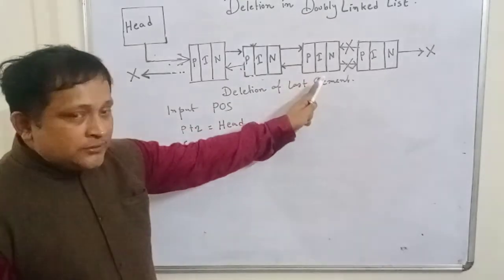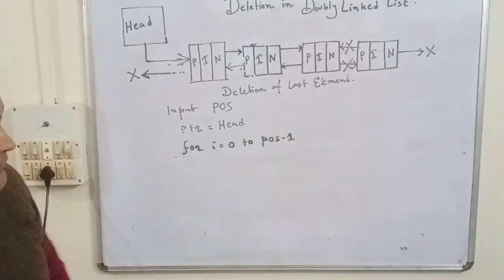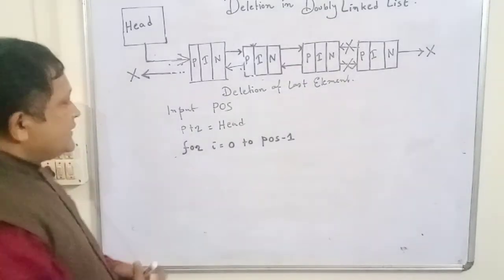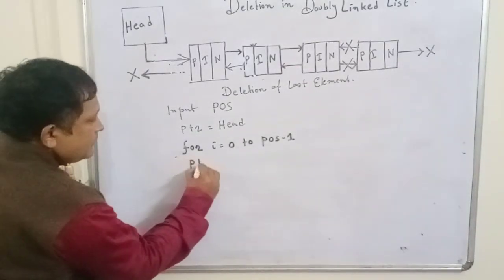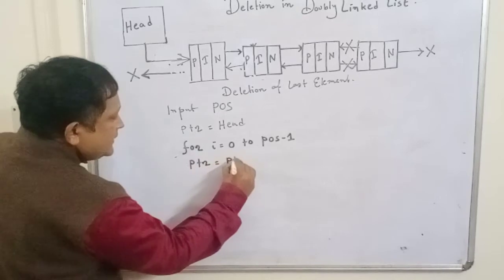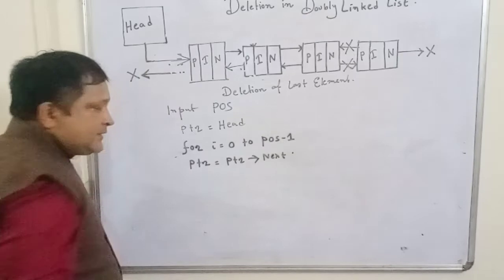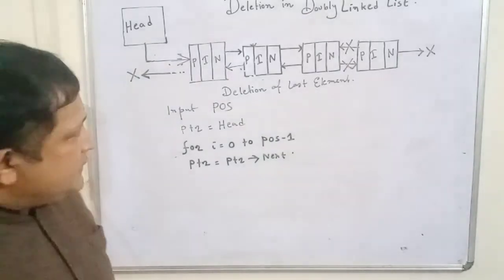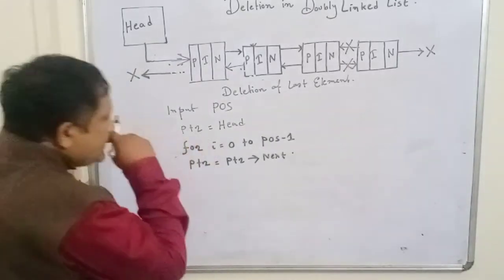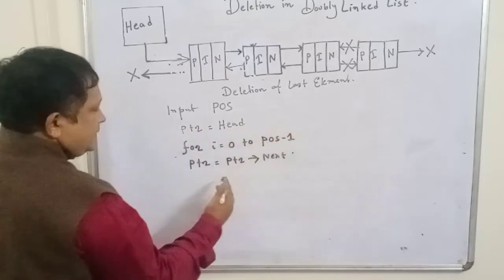Actually this is the third node. Counting starts from 0. That's why position minus 1. So every time PTR will be assigned its next pointer's value. This means the PTR will proceed forward, till i reaches position minus 1.